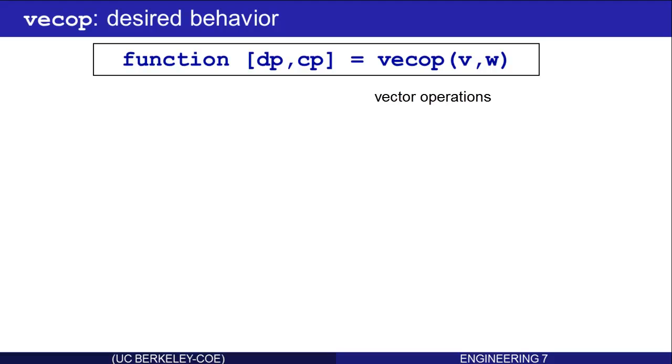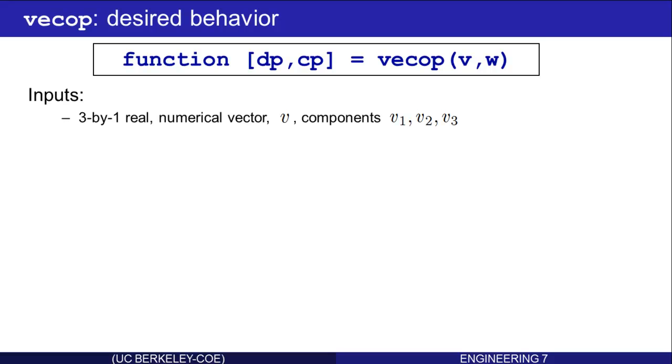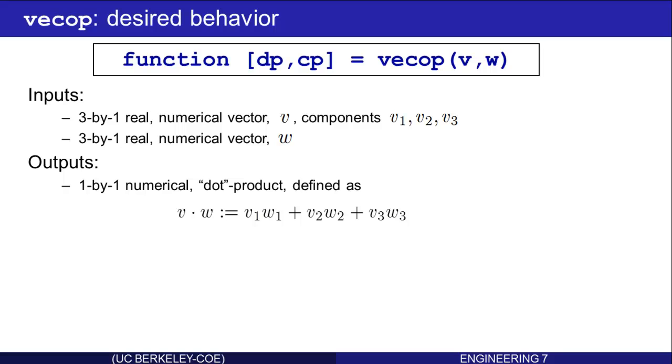The VECOP stands for vector operations, and it's defined in the following way. The inputs are supposed to be a 3x1 real numerical vector v. On this slide I'll label its components v1, v2, and v3. Also a real numerical vector w with the components labeled similarly. And the outputs are supposed to be the 1x1 numerical dot product of v and w, which is defined as this summation v1w1 plus v2w2 plus v3w3.